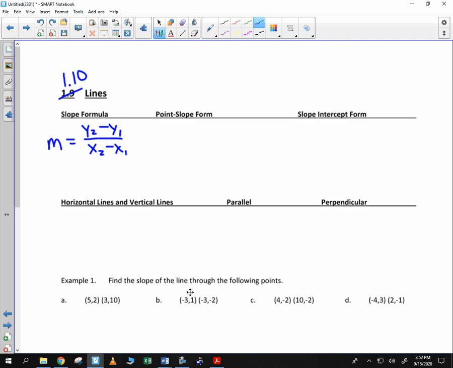We really have four kinds of slope. We have slope that's positive, we have slope that's negative, we have slope that's 0, we have slope that's undefined. We have an equation for point slope form, and it is y minus y1 is equal to m times x minus x1. We often use that to write an equation for a line.